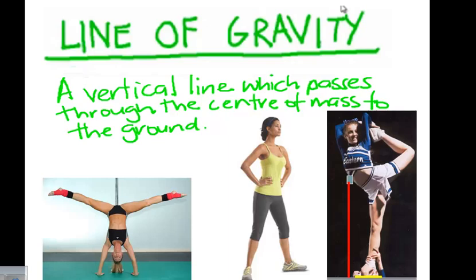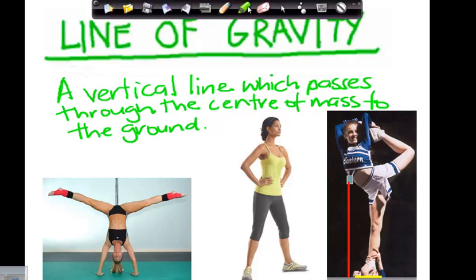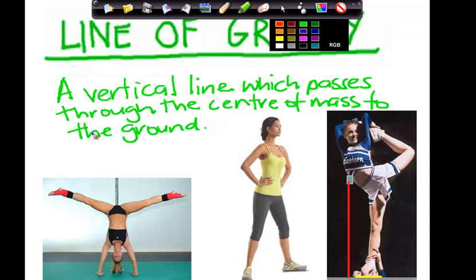Alright, next one. Our lucky last one is called line of gravity. This means the vertical line which passes through the centre of mass to the ground. So let's get this back up again. We know in this picture this lady's centre of mass is roughly about here, and in this picture this lady's centre of mass is about here. So basically, it is a vertical line which passes through the centre of mass.